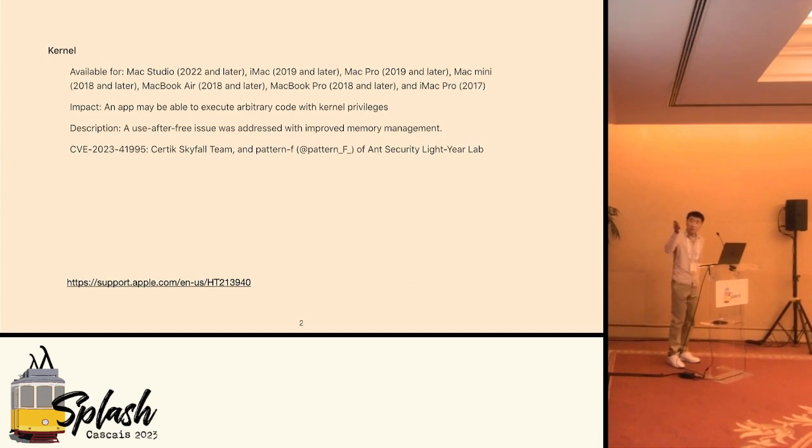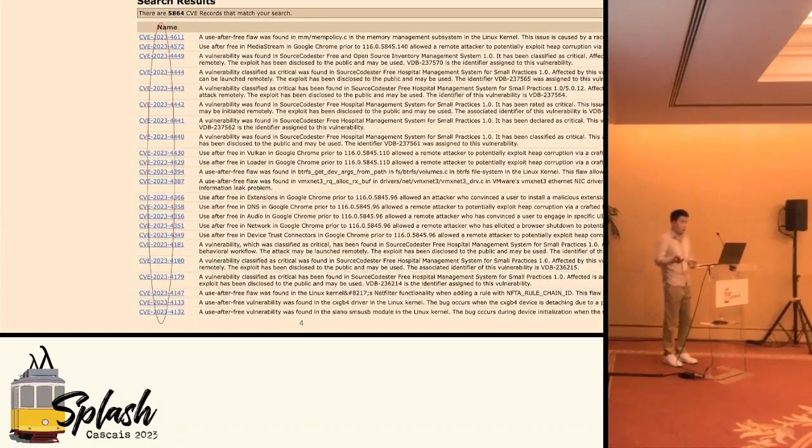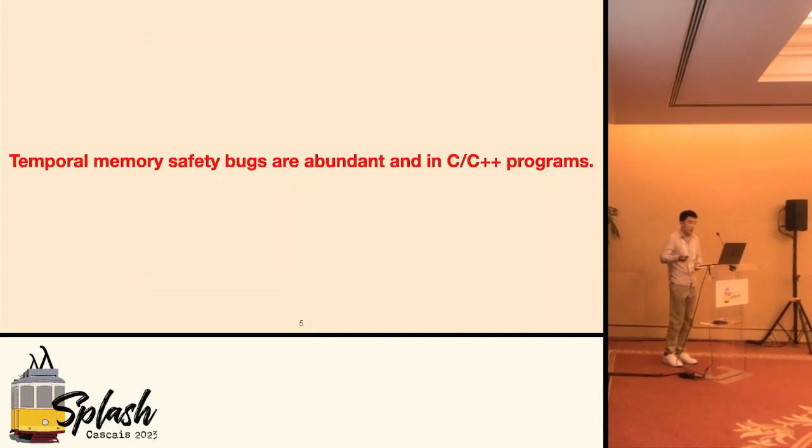So this is from Apple's latest security update. It reports a vulnerability that might lead to arbitrary code execution with kernel privilege, so pretty high severity. And it's caused by a use-after-free issue, which is a temporal memory safety bug. And if we search use-after-free in my vulnerability database, it shows tons of them, and it is growing every day. So temporal memory safety bugs are abundant in C and C++ programs.